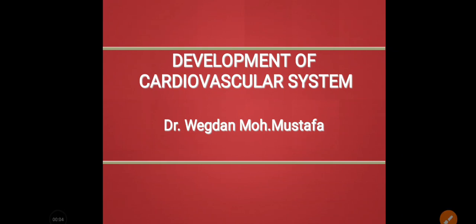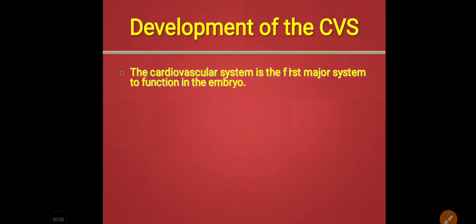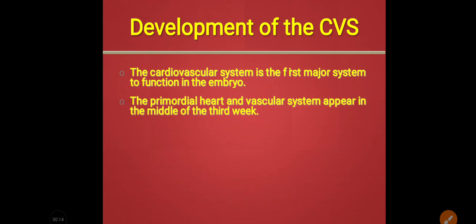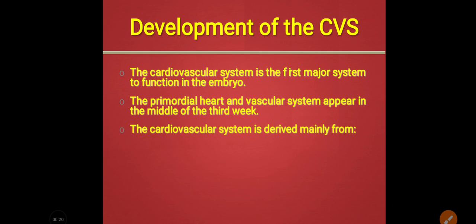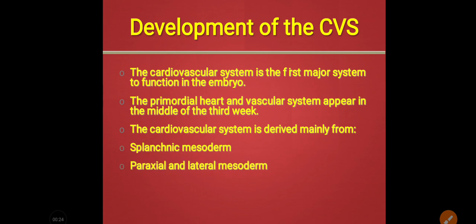Starts the development of cardiovascular system. The cardiovascular system is the first system to function during intrauterine life. It appears during the middle of the third week of development. It originates from the splanchnic mesoderm, paraxial and lateral plate mesoderm, and neural crest.